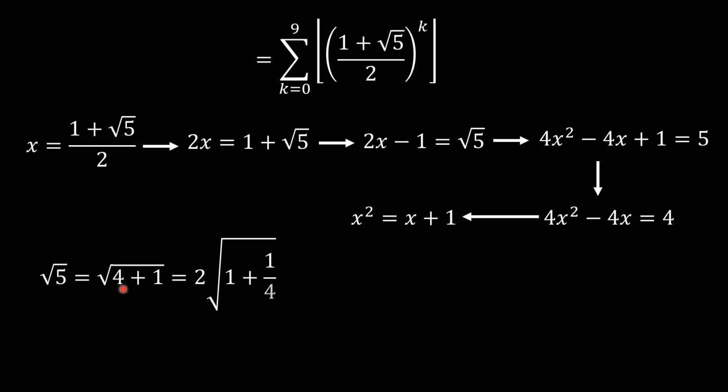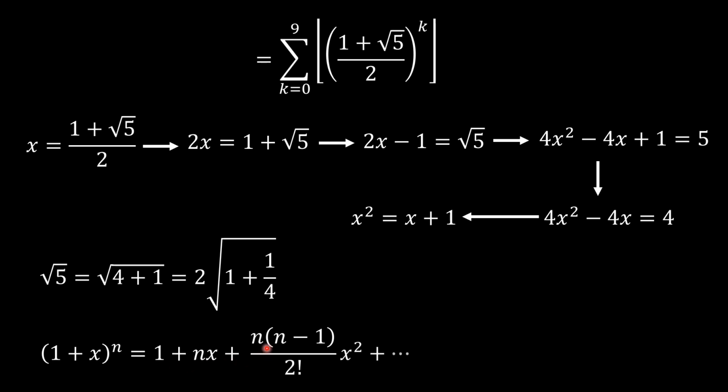Root 5 is the same as the square root of 4 plus 1, and then we can pull 4 out so that we have 2 times the square root of 1 plus a quarter. And now we can look at the expansion of 1 plus x to the power n. That's the same as 1 plus nx plus n times n minus 1 over 2 factorial times x squared, and so on and so on.